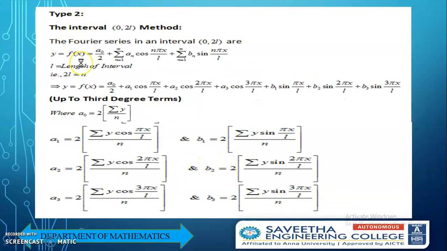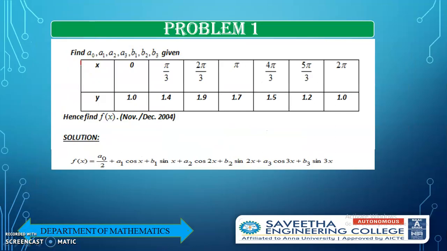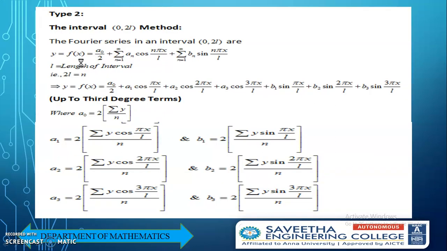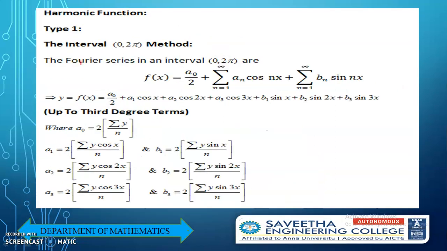This is the formula for finding the solutions. First, type number 1: the interval 0 to 2 pi. The Fourier series in the interval 0 to 2 pi is f of x equals a0 by 2 plus the summation n equals 1 to infinity of an cos nx plus the summation n equals 1 to infinity of bn sin nx. This is a very familiar formula, we know it from the first session itself. Put n equal to 1, 2, 3; up to the third degree term is enough here.